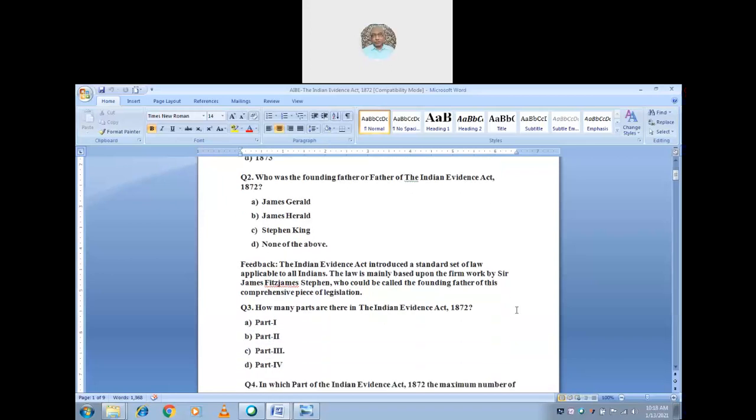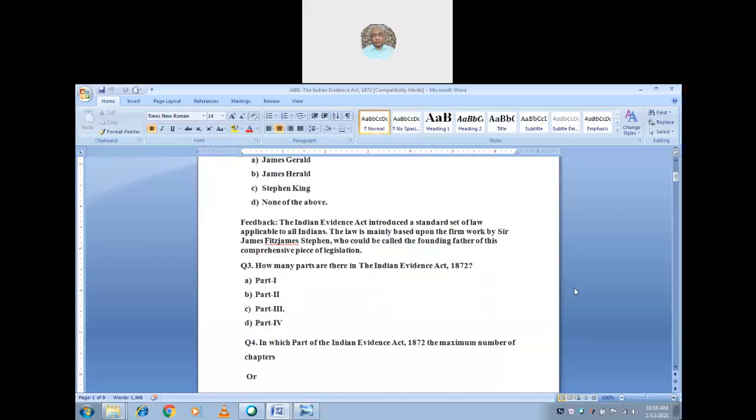It is 1872. The second question: who was the founding father of the Indian Evidence Act, 1872? It is C, James Stephen. The Indian Evidence Act was introduced as a standard set of law applicable to all Indians. The law is mainly based on the firm work of Sir James Stephen, who could be called the founding father of this comprehensive piece of legislation.